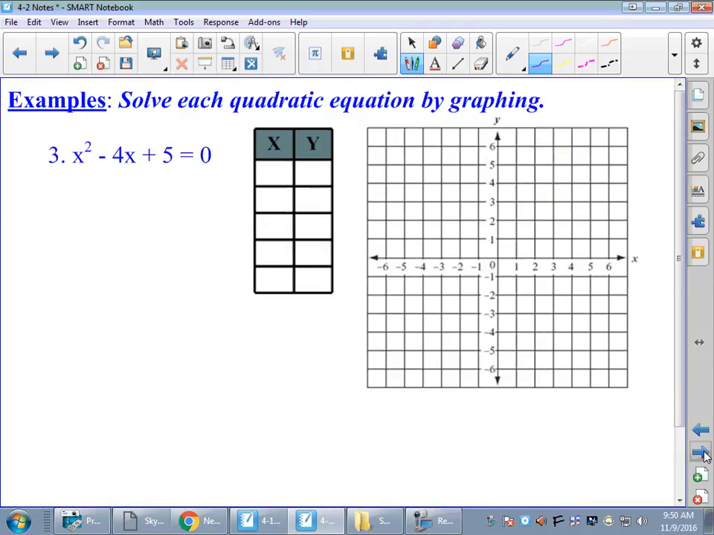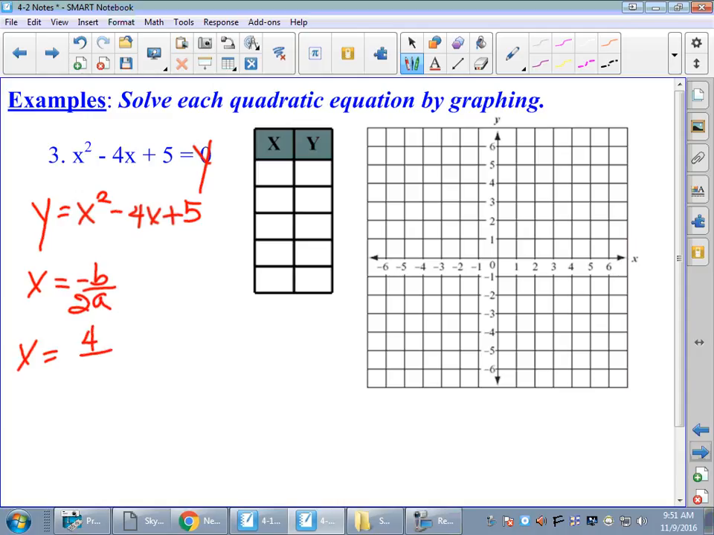All right, we got another graph here. This one's all set up for us. The only thing we have to do here is replace the 0 with a y and rewrite it. So I feel like we can do that all at once. Y equals x squared minus 4x plus 5. X equals -b over 2a. That's a +4 over 2 times 1. That's 4 over 2, or 2.